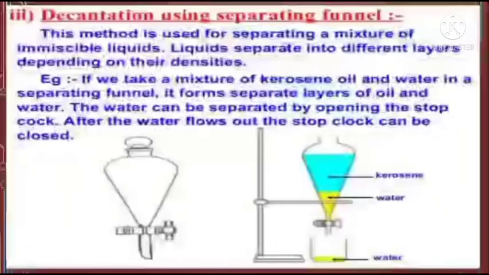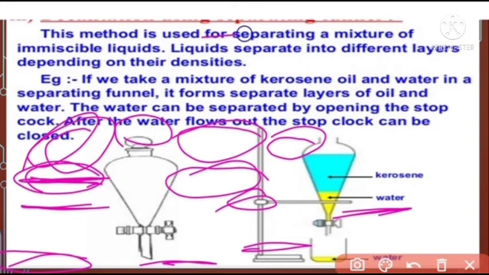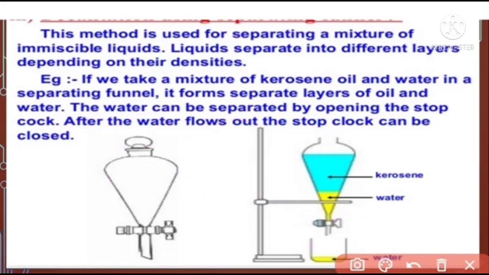The decantation method is done with a separating funnel. A separating funnel is a must. This method is used for separating two immiscible liquids, such as oil and water, kerosene and water, or two organic compounds. All are separated from one another. So this is a separating funnel.